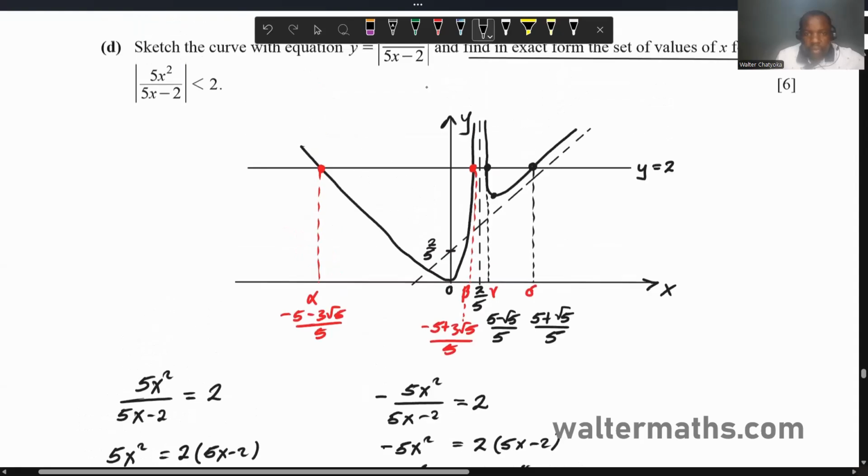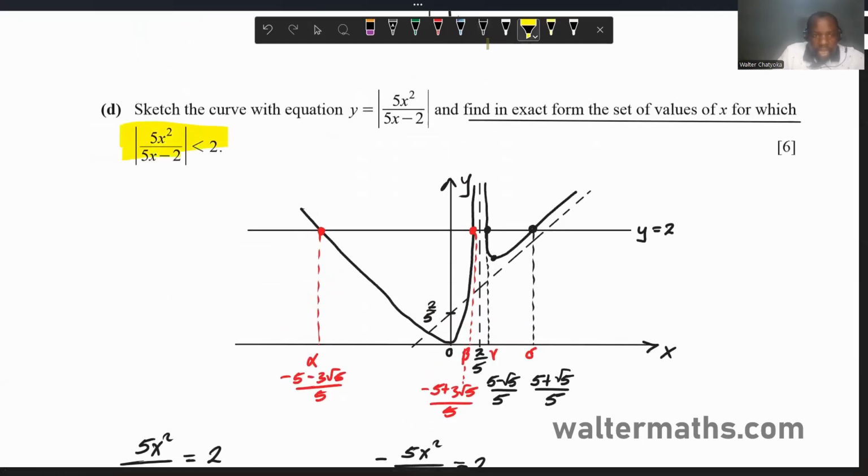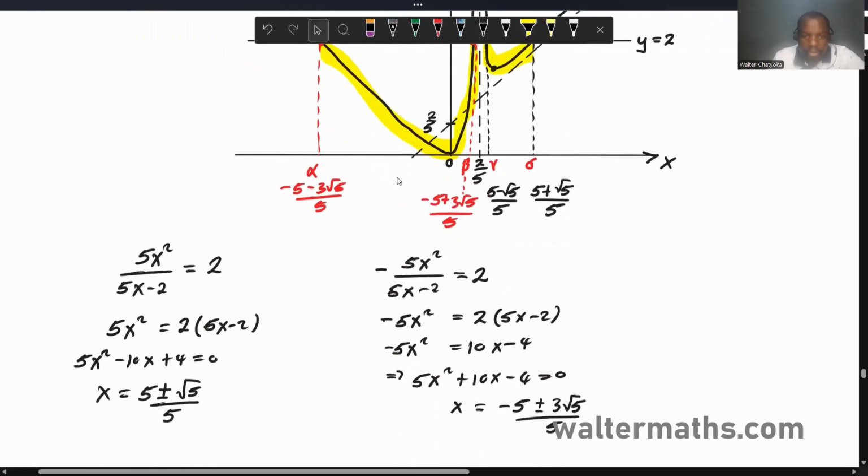Okay. Now to solve the inequality, it's where the modulus graph is less than 2. In other words, where it is vertically below the graph y is equal to 2. So the graph y is equal to 2 is this one. And the modulus graph is less, or vertically below it, for these values of x. For this part of the graph, it is below. I think you can see that. And also this part as well, the graph is below. So these are values between alpha and beta.